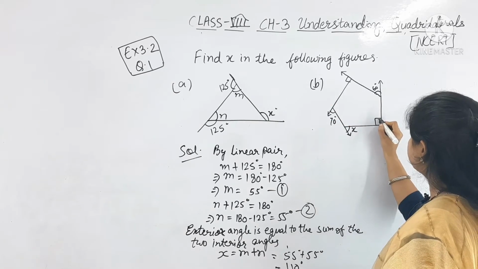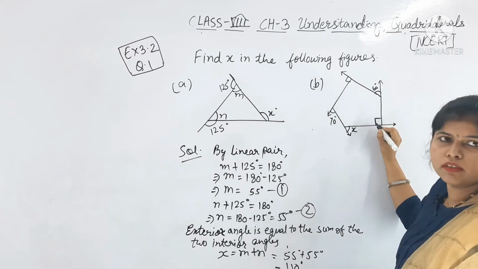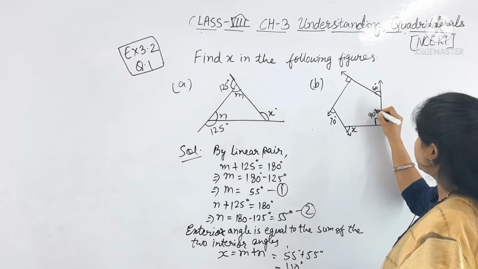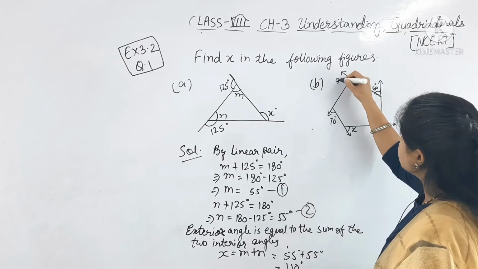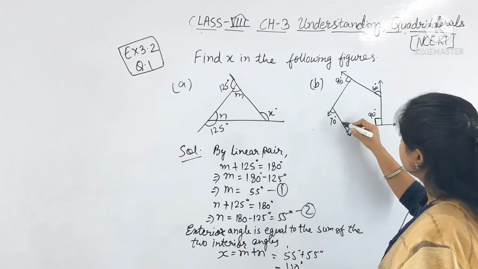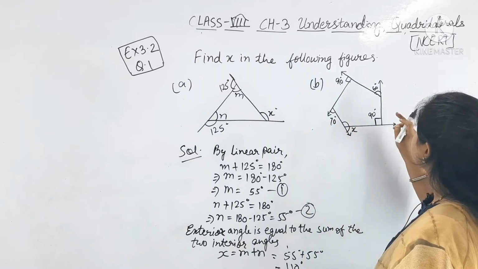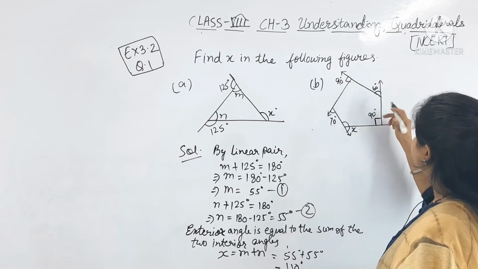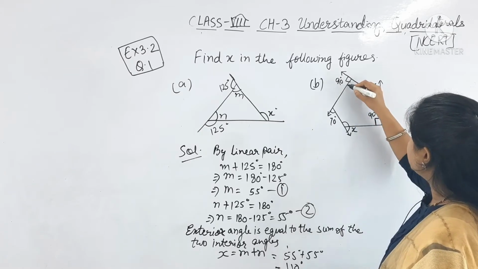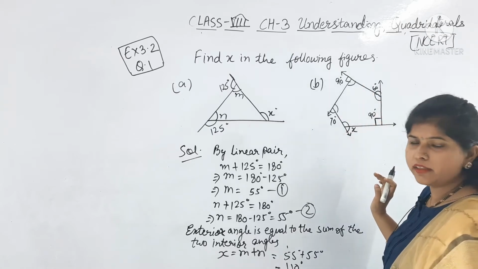So this is a square angle, which means this is 90 degree. Here it is also 90 degree. So first we have to find this angle. For this we have to find this angle and this angle. So by linear pair we can find it.